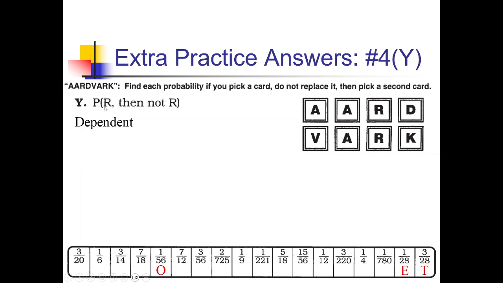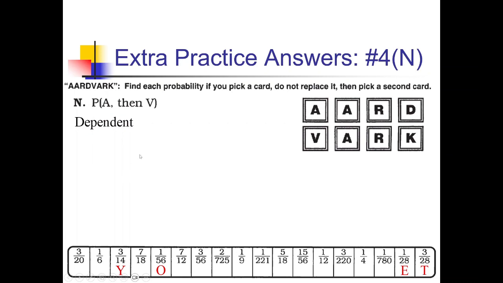Next up, I'm picking an R, then not R. So initially there's 8 cards and 2 of them are R's, so that's 2 out of 8. Once I've done that, there's 7 cards left, and we've already picked an R. So there are, let's see here, 6 cards remaining that are not R's. There's still one of those 7 that's an R, but 6 are not. So 6 out of 7. So we have that being 12 over 56. Can reduce those by 4's to get 3 over 14. So 3/14 is right here, so that's a Y.